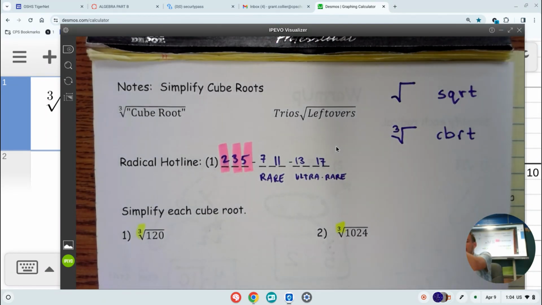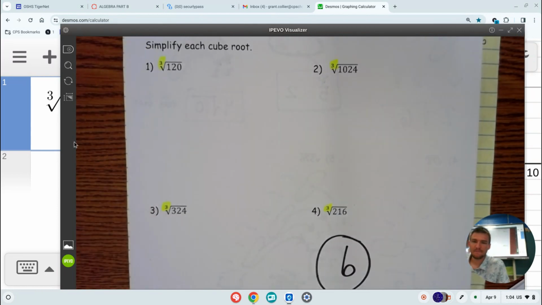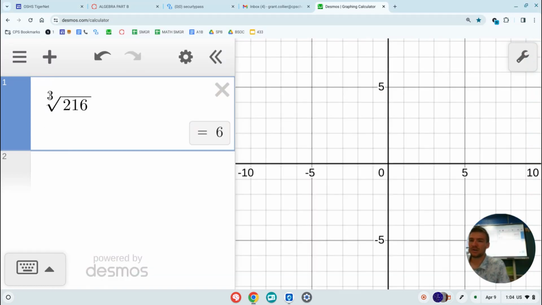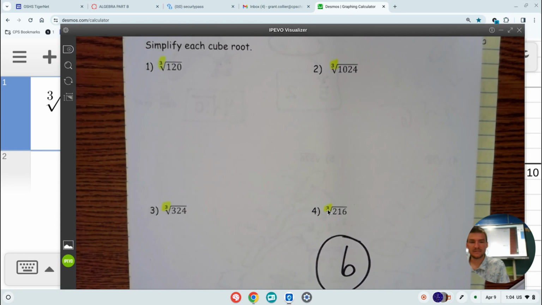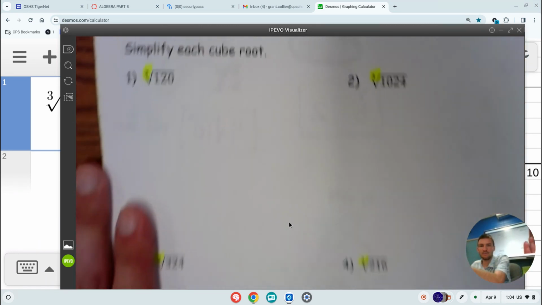And we already checked all 4 of these questions by typing in CBRT, and it turns out that CBRT 216 is just a 6. So we already did number 4, CBRT 216, because it's just a straight up 6. Okay, it's a perfect cube. We don't have to work much harder. Now, let's do number 1.